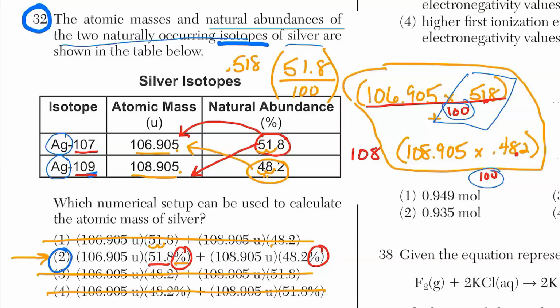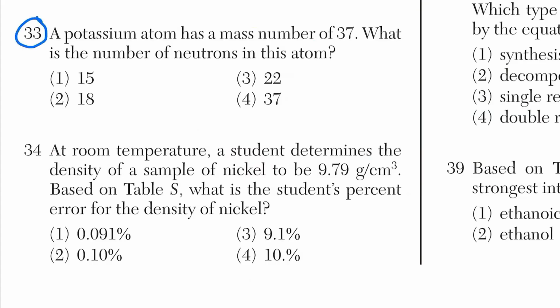On to number 33. Number 33, it's really important to know where you are in this test. So if we're starting in the early 30s here, we're doing the B1 section. You should know that this test goes in order of atomic structure. So here we are with atomic mass number. I'm sorry, a potassium atom has a mass number of 37. What they're telling you is potassium has a mass of 37.